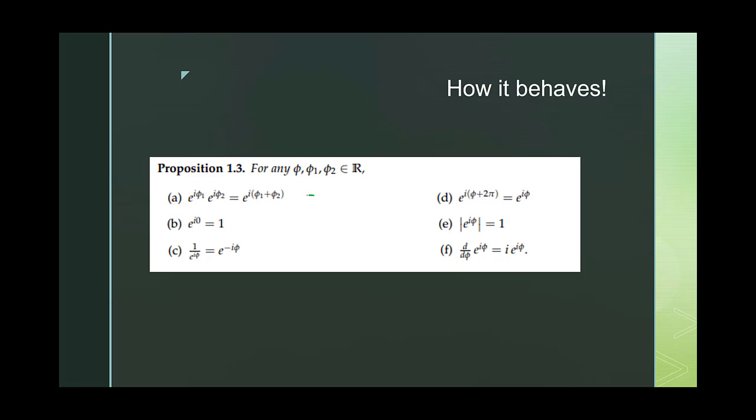So part A here is saying sort of what we expect. If you multiply two exponentials, what do you do? You add their exponents. Okay, which is a property that we use all the time in calculus, right? B says if you take e to the I 0, you get the number 1. Again, very similar to what we had back in calculus. Part C here says if you take 1 over e to the I phi, you can rewrite it by putting a negative sign in your exponent. Again, similar to what we had back in exponential functions.